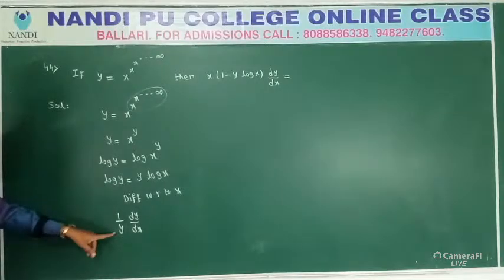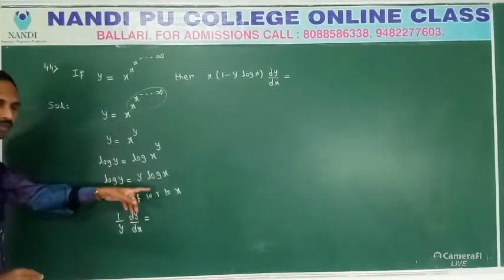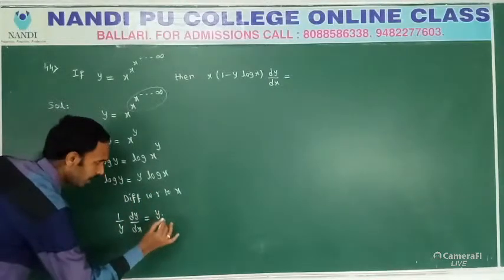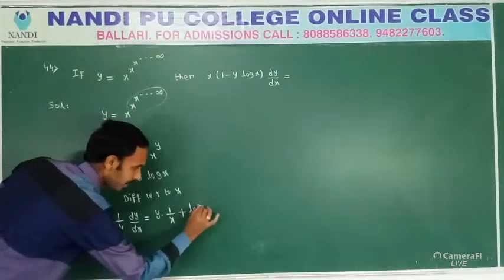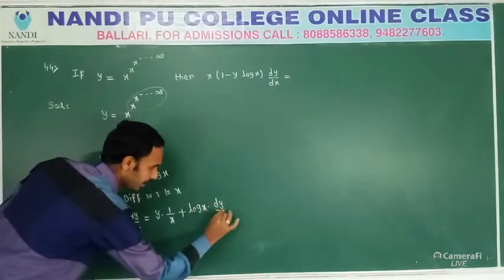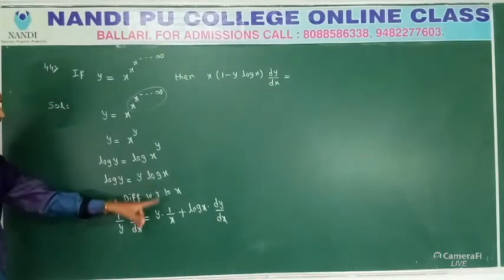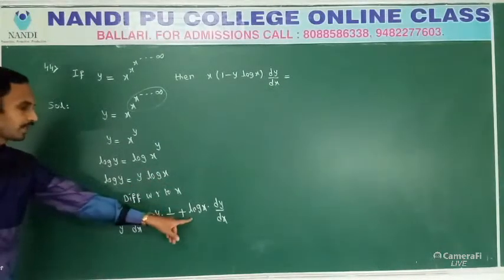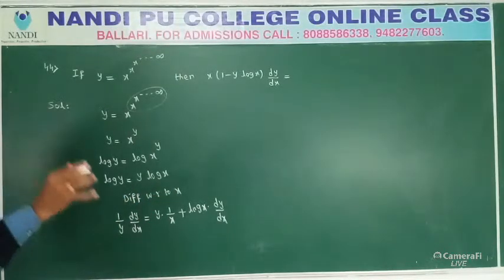So 1 by y into dy by dx is equal to, this is the UV rule: first function same, log x is 1 by x, plus second function log x same, y derivative is dy by dx. Take the dy by dx terms to one side.